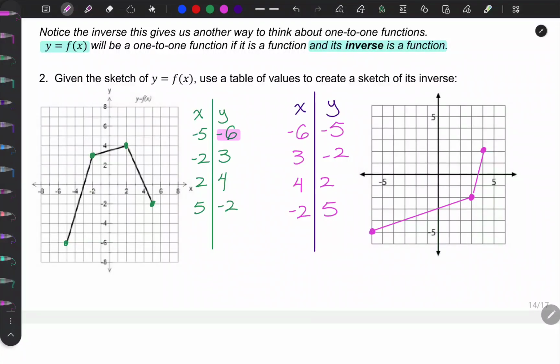And then we go to negative 2, 5. And this is the inverse of our graph. Notice that the original graph is a function, the inverse is not a function. That's okay.